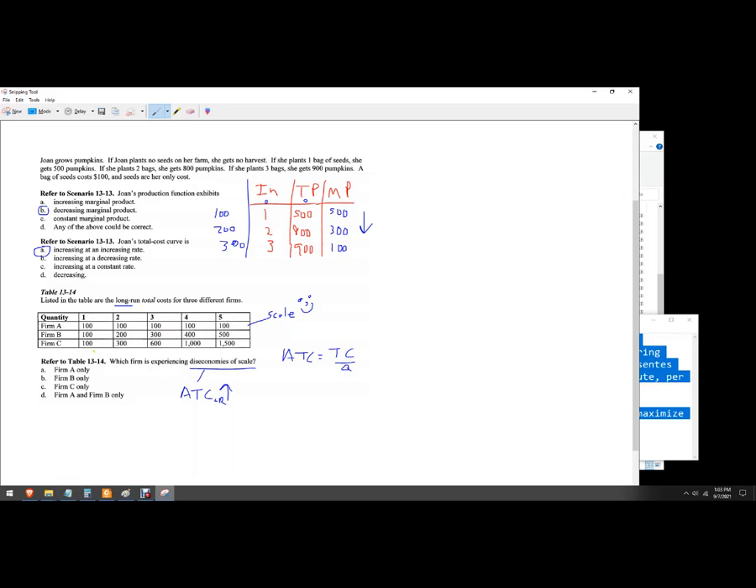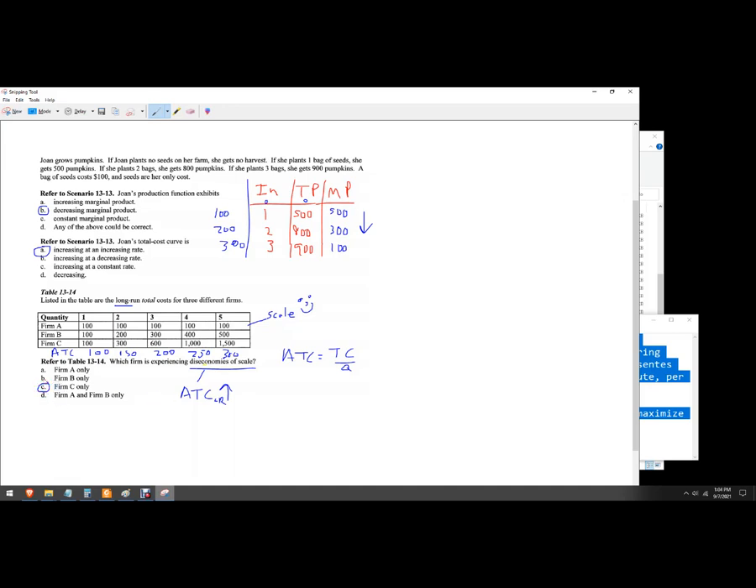Let's go ahead and check here. Let's do average total cost. We'll just calculate this. It's 100, so it's the same. And then this one is 150 because 300 divided by 2. And then this is 200. And this is 250. It doesn't really matter. This is 300. So it's getting more expensive the more they produce. And so it's just firm C. So that's how to do that.